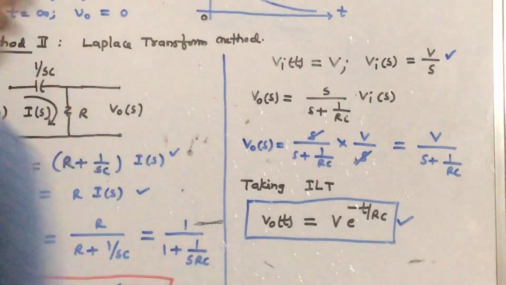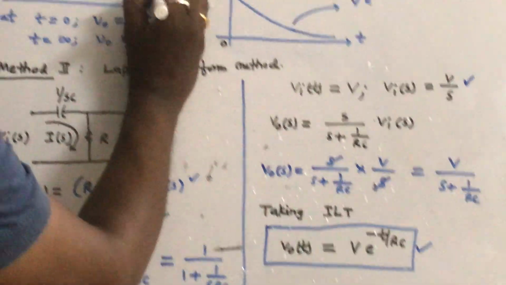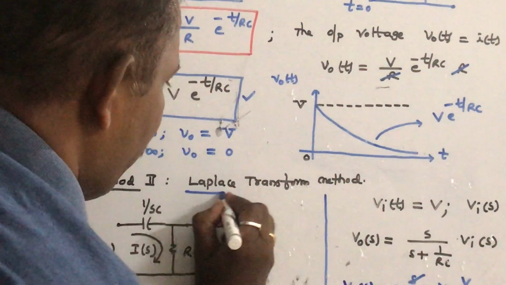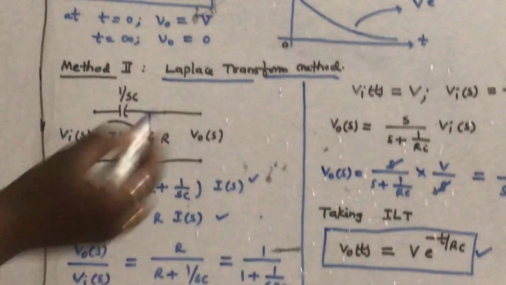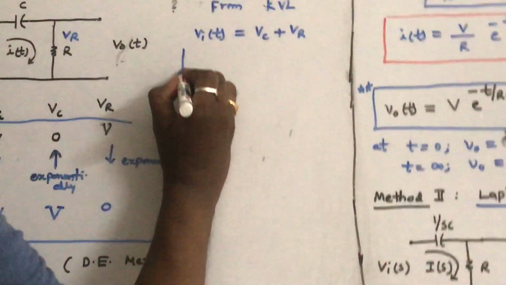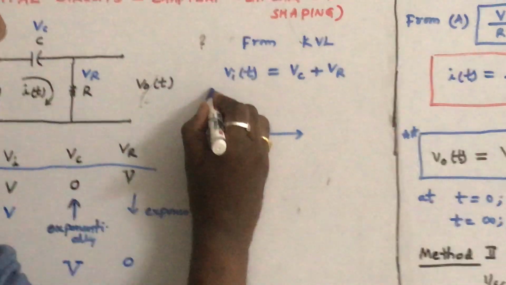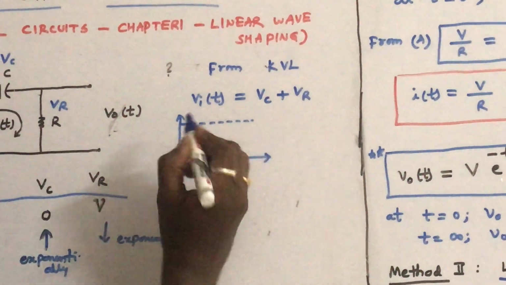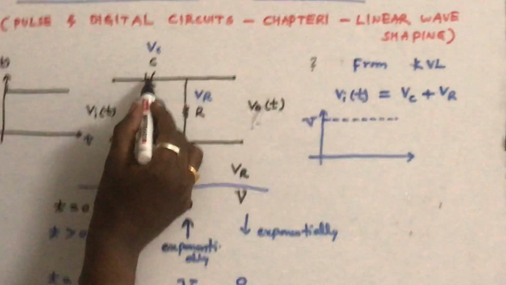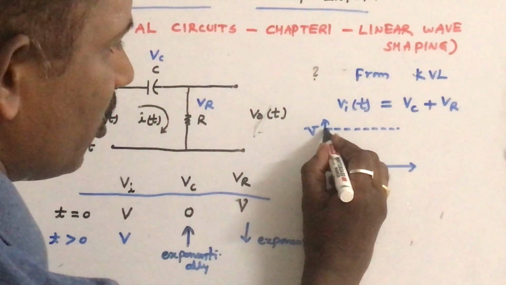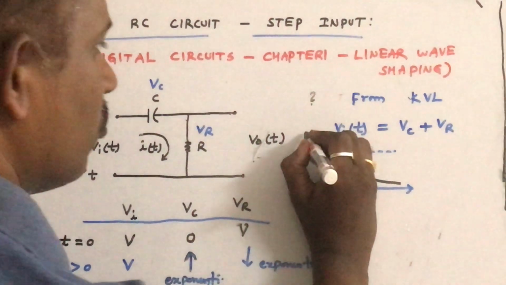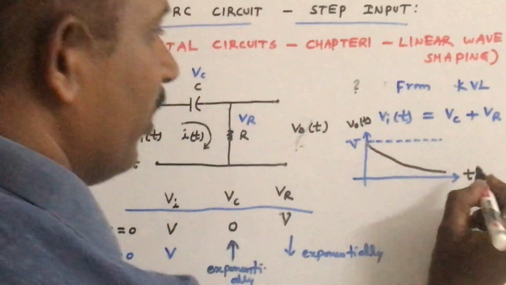You can check that. This is the output expression by the Laplace transform method, and this is the output expression from the differential equation method. Both are the same. You can use either method in the examination. This is the response of the circuit. We can draw here: this is the step input of amplitude V. Once the capacitor charges exponentially towards V, the voltage across the resistor decreases exponentially to 0. So this is the response of the circuit, V0 of t versus t.